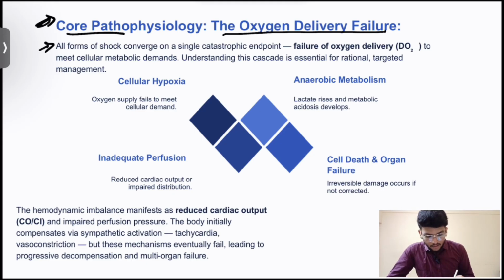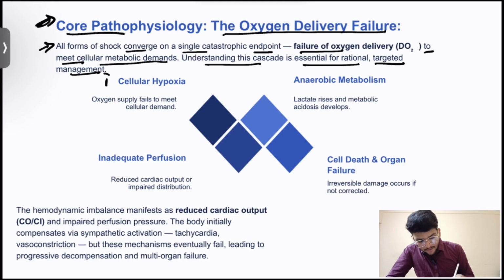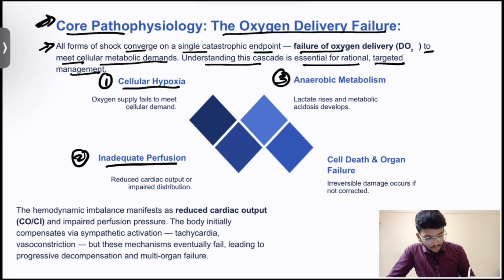All forms of shock converge on a single catastrophic endpoint, that is, failure of oxygen delivery to the body to meet the cellular metabolic demands. Understanding this cascade is essential for rational and targeted management. Cellular hypoxia occurs, leading to inadequate perfusion. It leads to anaerobic metabolism, and it leads to cell death and organ failure.